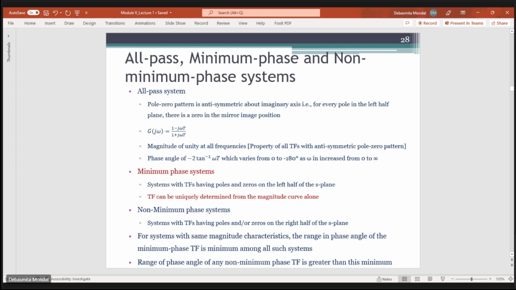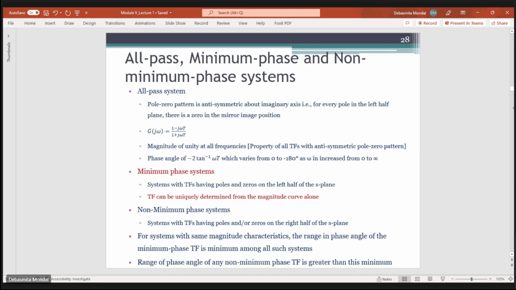Basically, an all pass system is a system that has a pole-zero pattern which is antisymmetric about the imaginary axis. Antisymmetric about the imaginary axis means that for every pole in the left half of the s-plane, there is a zero on the right half at the mirror image position. That kind of a system is known as an all pass system.